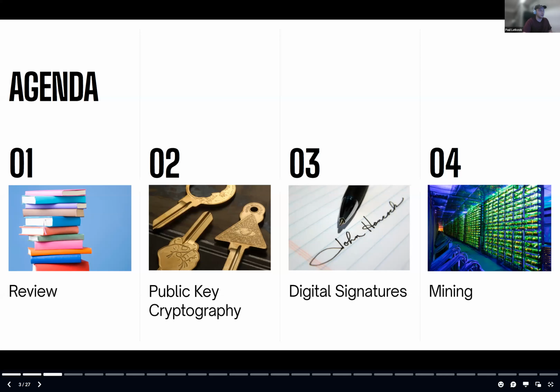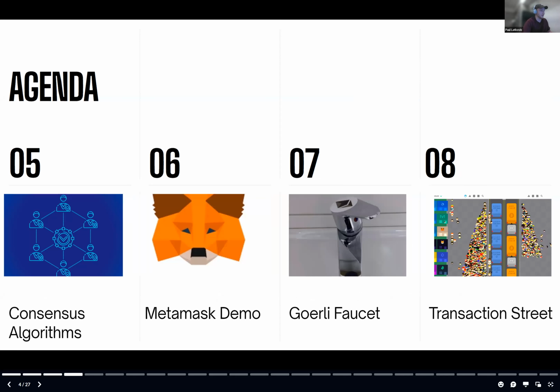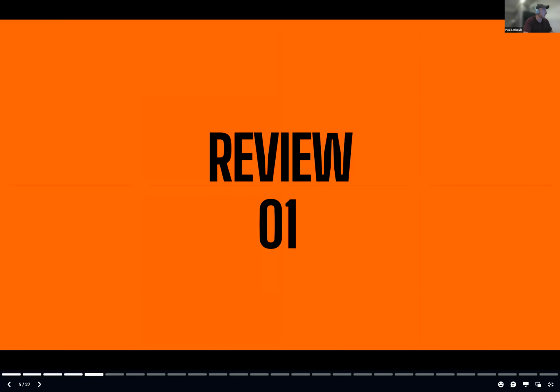As for the agenda for today, I'll quickly run through some of the topics that we're going to focus on. First, we're going to do a brief review from our previous workshop on blockchain. Next, we're going to take you through a series of topics to help you understand the inner workings of cryptography. That's going to involve public key cryptography, digital signatures, mining, and consensus algorithms. After that, the last three topics are going to be the interactive demos that Perry and I are going to run through to get started with your own wallet with something called Metamask, and then that nice visual demonstration of how blockchain transactions work with Transaction Street. That's really it for me now, and I can pass it off to Teddy.